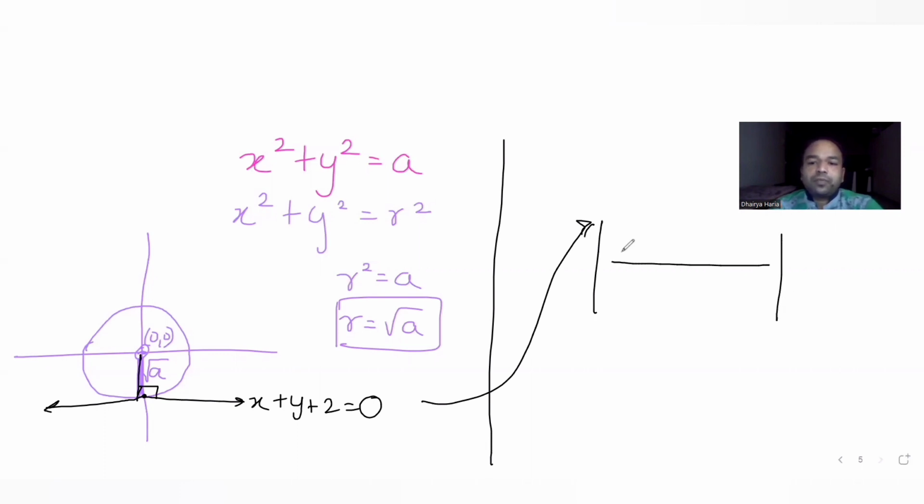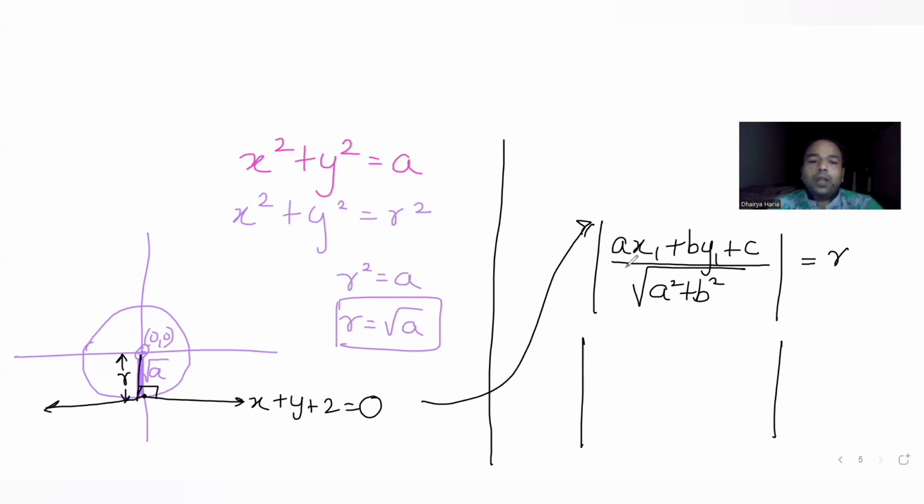mod of (ax1 plus by1 plus c) upon root of (a square plus b square) is equal to your radius r, because that is nothing but your distance from the origin to the tangent. So this is your radius r. So if I use this idea of condition of tangency, I can just put that in. This is your equation of line.